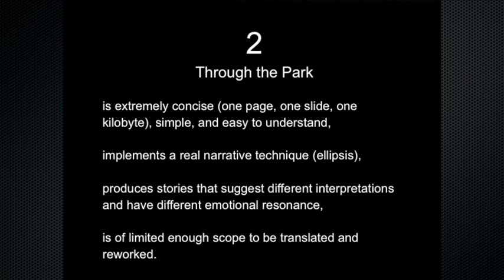And this is a system that is very concise, as you'll see in a moment, and I think fairly simple and easy to understand. Evidently unlike the last one that I showed. It's something, though, that implements a real narrative technique, in this case, ellipsis, leaving things out, which Michael Young is also someone who's created a system that models ellipsis in a much more sophisticated way. This is really degree 0 of ellipsis, what it does. It produces stories that, I believe, suggest different interpretations and have different emotional resonance. But it's a very limited scope, limited enough scope that it can be reworked, translated, and built upon.